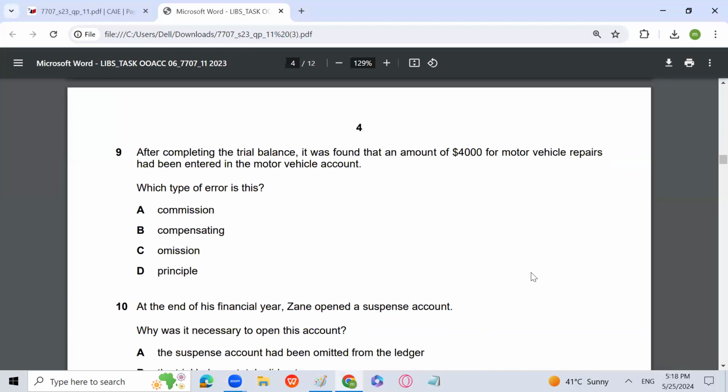So motor vehicle repair should be recorded in the motor vehicle repairs account, but it was recorded in the motor vehicle account. So an expense is recorded as an asset. So which type of error? Commission, compensating, omission, or principal? Right answer, Ahmed. It is the principal error. Because a principal error is when an asset is recorded as an expense or an expense is recorded as an asset.